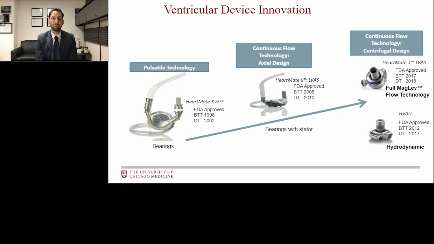Our newest technologies attempt to eliminate friction and heat production. The HeartMate 3 on the far right uses a centrifugal design. It is still continuous flow, but the centrifugal nature means that the axis of rotation is perpendicular to the direction of flow. And it uses a full magnetic levitation technology to allow the rotor to sit in the middle of the pump casing with almost no friction whatsoever, and therefore less disruption to the coagulation cascade. The Medtronic HeartWare HVAD uses a combination of magnetic levitation and hydrodynamic levitation, again, reducing friction.